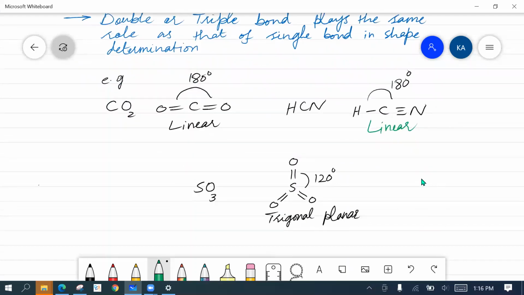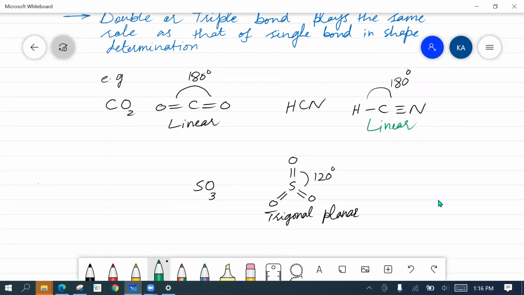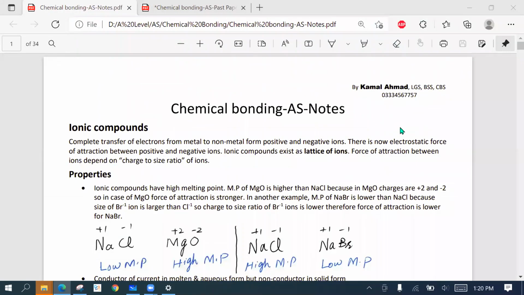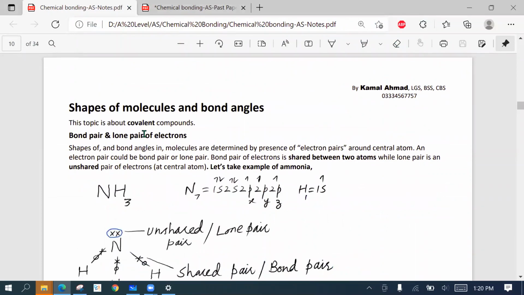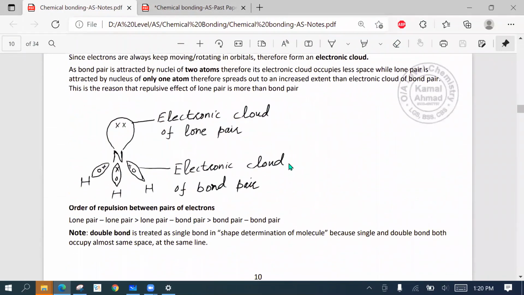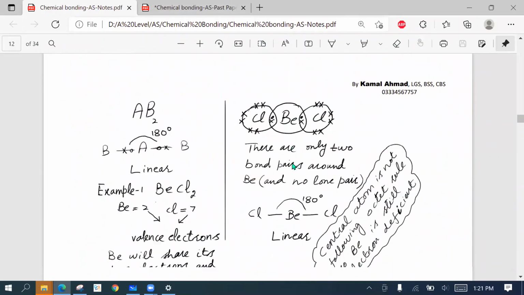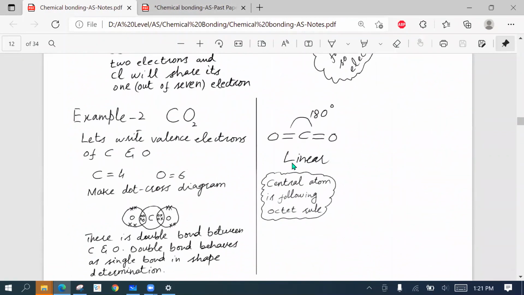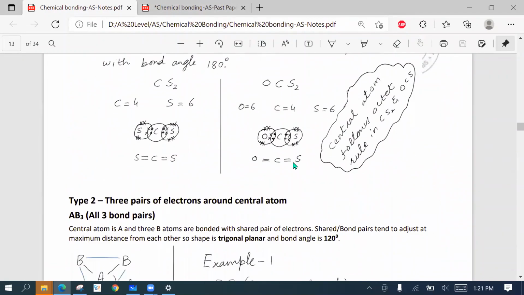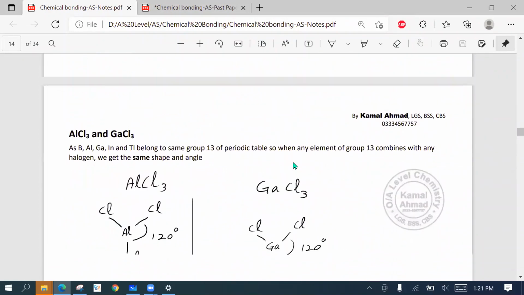The next shape is SO3. There are 3 double bonds around the sulfur, and the shape is trigonal planar with an angle of 120. You can see all the details from my notes of chemical bonding, and here at page number 10 there's the topic of shapes of molecules and bond angles. So here all the important points are given with the shapes of the molecules, and I added preferably those molecules and their shapes with angles in my notes which commonly or repeatedly appear in exam papers.